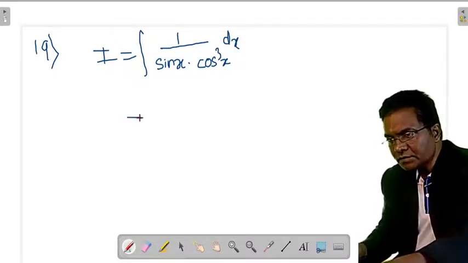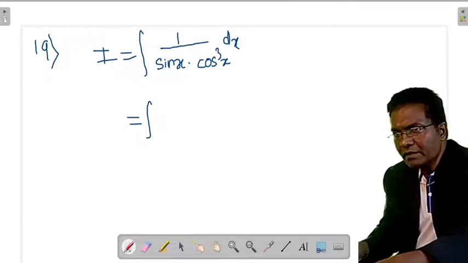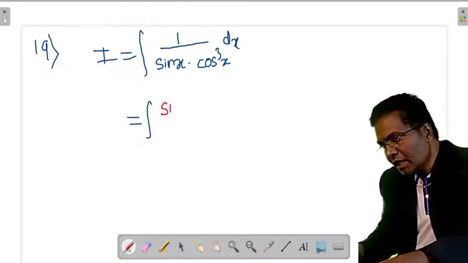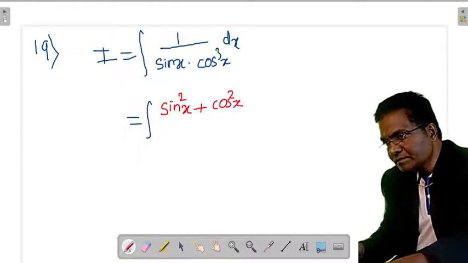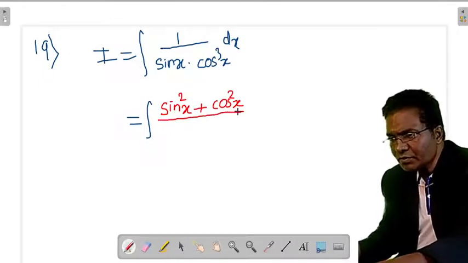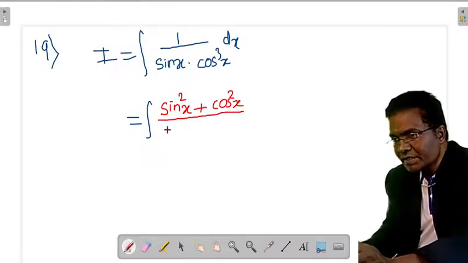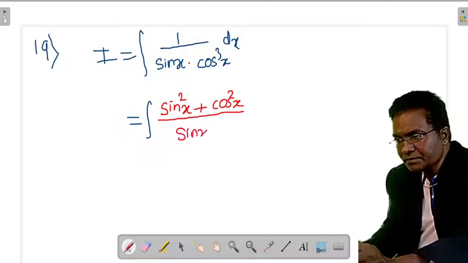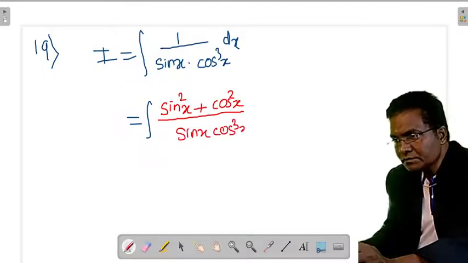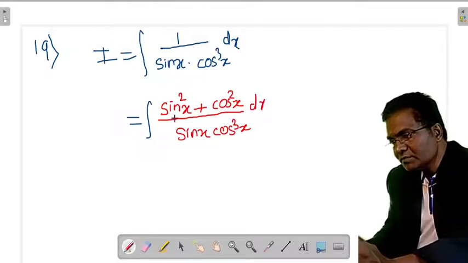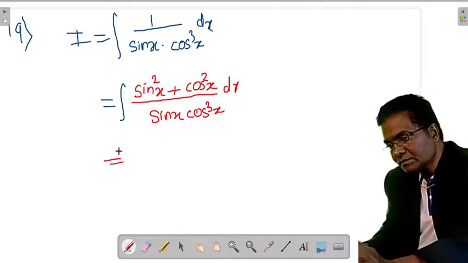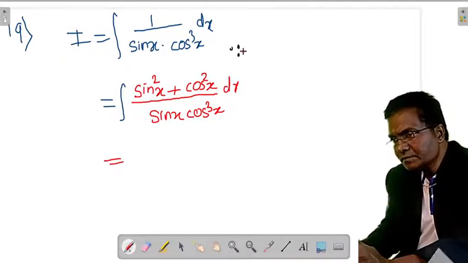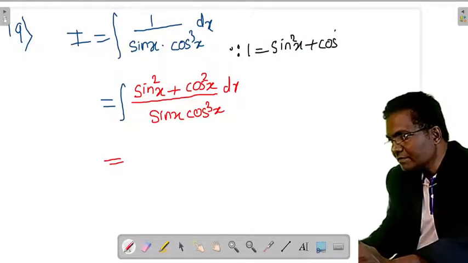Okay. Now as earlier, 1 can be replaced as sin square x plus cos square x. In the denominator we have a product, so it can be very easily separated into the numerators. That is the reason I have written it. Remember, 1 is nothing but sin square x plus cos square x.